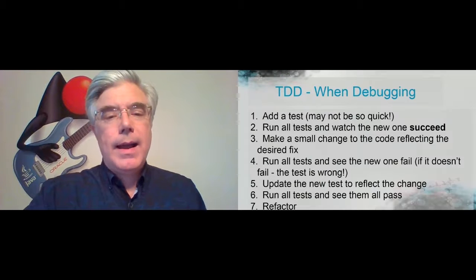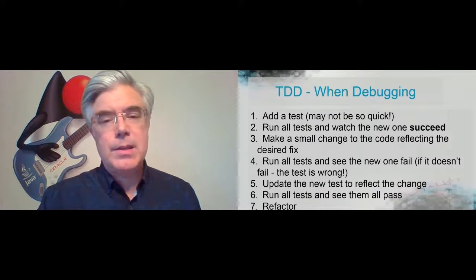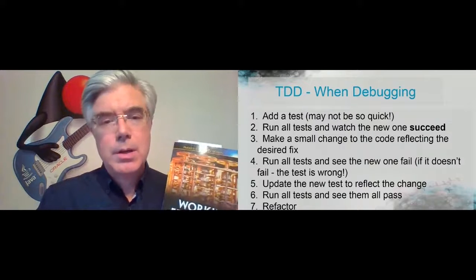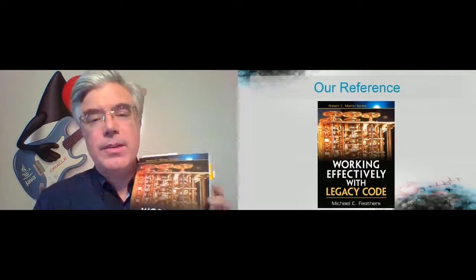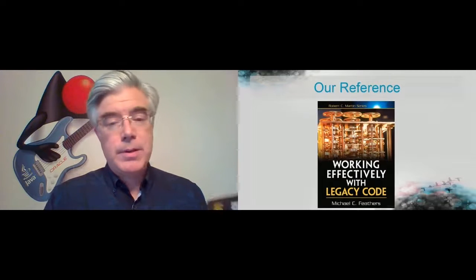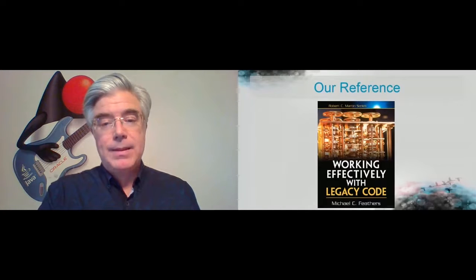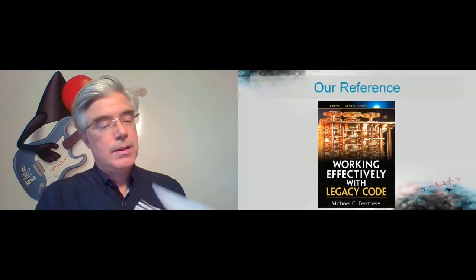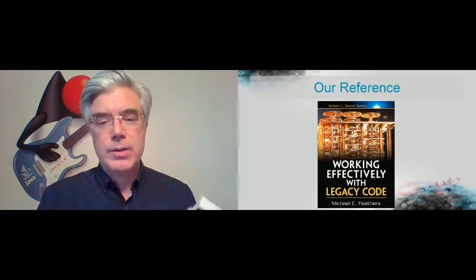Now our reference for today is going to be the very excellent book Working Effectively with Legacy Code by Michael Feathers. It's a brilliant book. It's been out many years. If you don't have it, I strongly recommend it. You can see I've got my bookmark set that I'm constantly referring to situations and stuff.